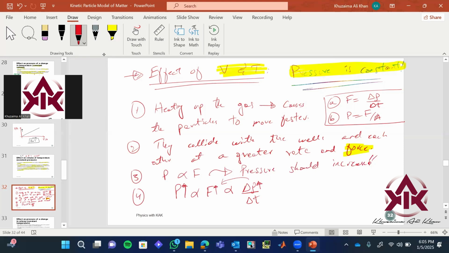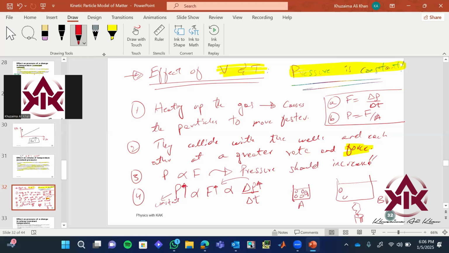So now we want to alter things in such a way that the pressure remains constant, right? It should remain constant. So let's see what is happening over here. Let's say we have container A, which has gas particles. Let's say these are gas particles. Then we have container B. We have increased the temperature, but we want to make sure that the pressure remains constant.